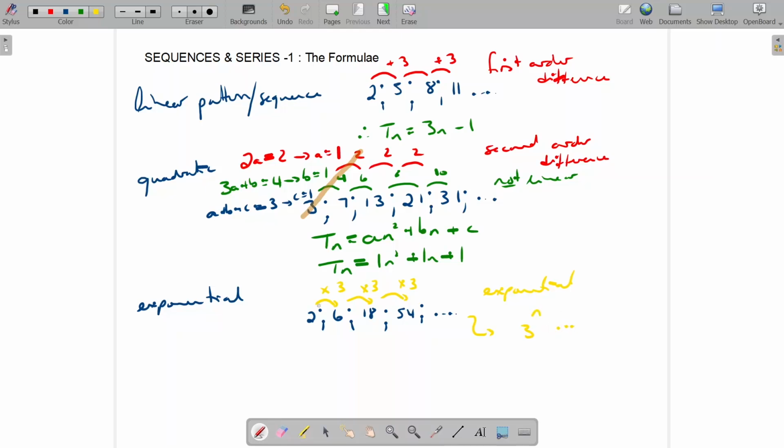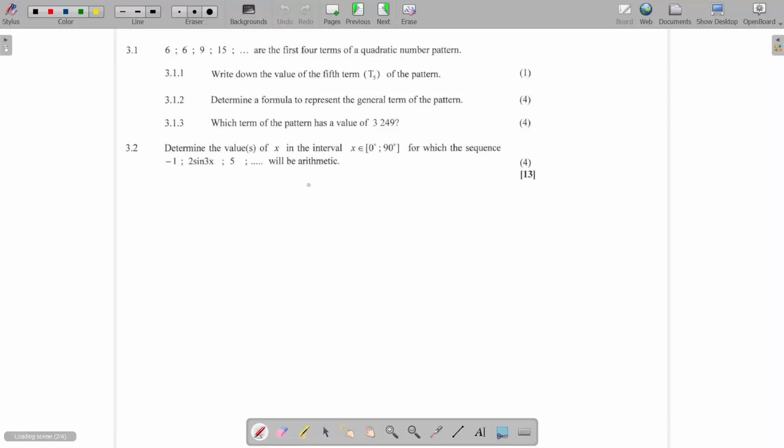Now, what happens in matric is we take a whole new view of this. While you need to know all this information from grade 11, and we'll quickly look at 1 or 2 sums to revise that, we take a whole new look at this. So let's take a quick look at a pattern. Here are the first 4 terms of a quadratic number pattern. Write down the first term of the pattern.